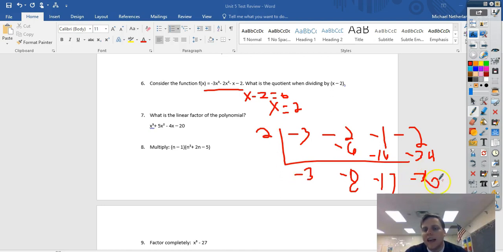So, this last number is always our remainder, this next number is our constant, this next number is the coefficient on x, this next number is the coefficient on x squared, so we could write that the quotient is negative 3x squared minus 8x minus 17 minus 36 over, what did I divide by? Because that's my remainder, right? So it's still being divided by x minus 2.